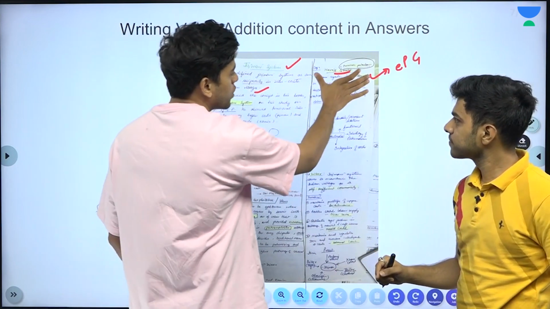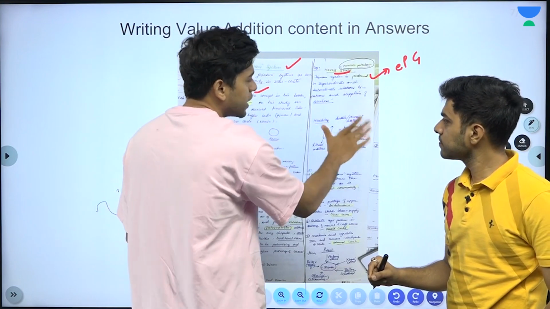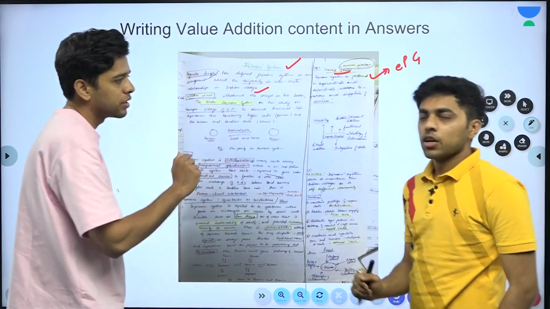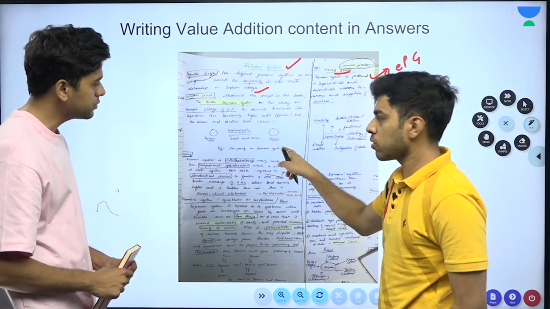But if you have content like this, be sure and be very sure that adding this will get you that plus 3-4. Right. So this is the basic diagram which is available in every basic book of anthropology.